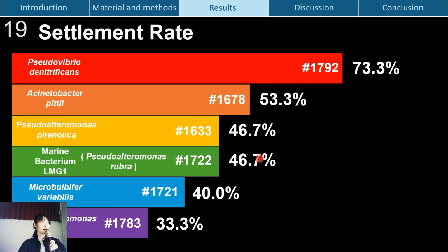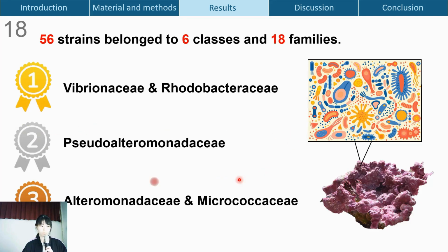And for our most important result, settlement rate, I still use the rainbow ranking. I think this is the easiest way to understand their ranking. And we can observe that these three, this one, and this one all belong to the same genus, and this genus belongs to the number 2 we just mentioned.